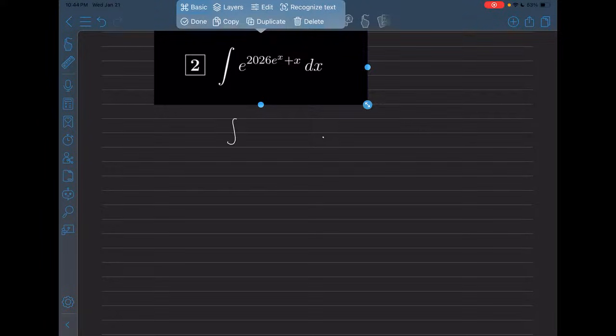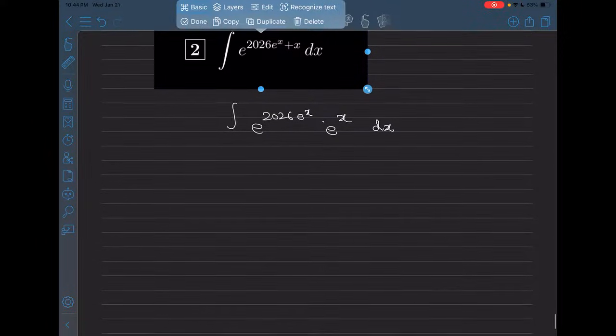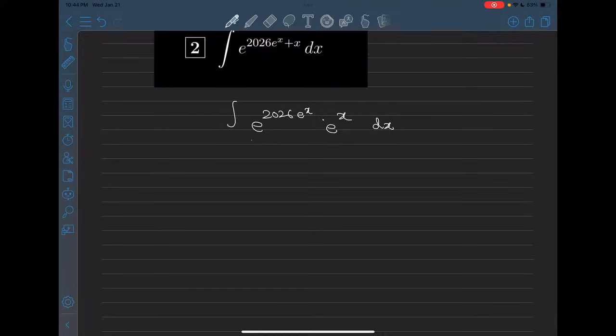Now for this one, we have e to the power 2026 e to the power x with e to the power x dx. So what's my thought on it? What's your thought on it? I think this one shouldn't be that hard. I think if you just let the first term as y, then you will somehow have this expression in the differential, and then it will just simplify after that. So let's do that.